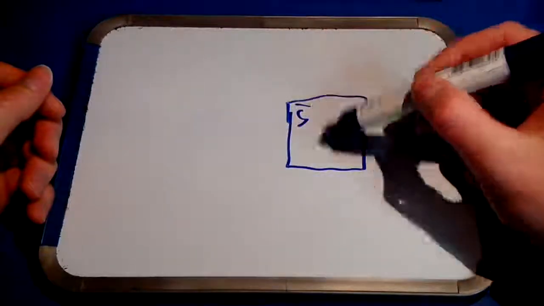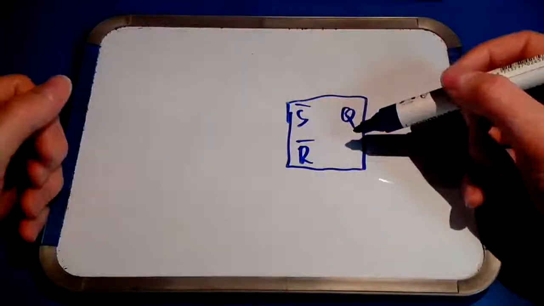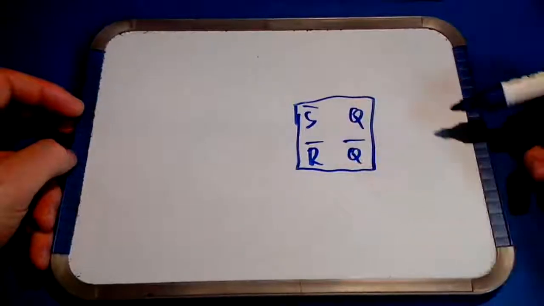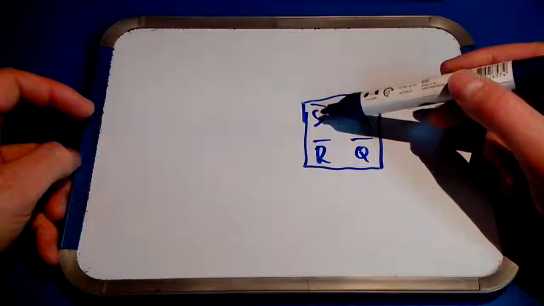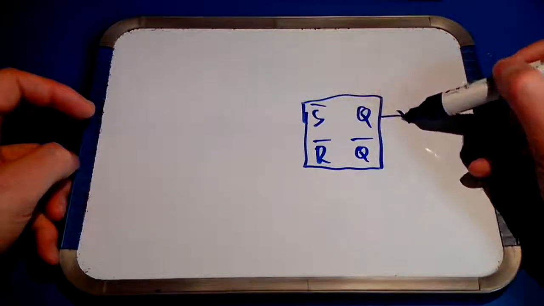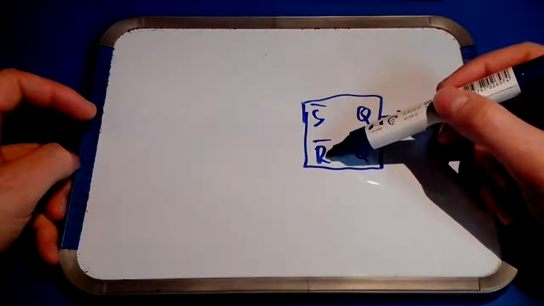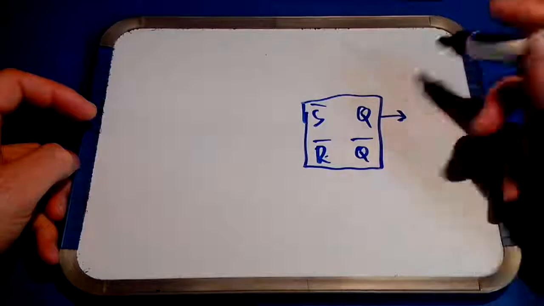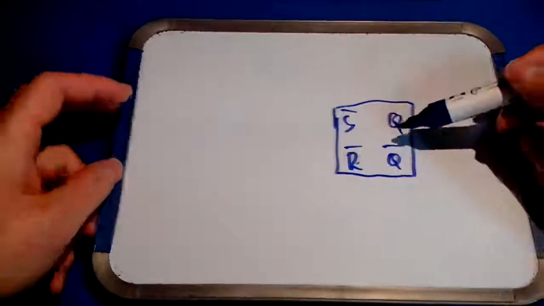Remember what a set-reset latch looks like and how it works. If you don't know how it works, please see a previous video where it is explained. A set-reset latch has a low active set input. If you apply 0 at this input, the output will go to 1. If you apply 0 at the low active reset input, the output will go to 0. Output Q overbar is always the inverse of the output Q.